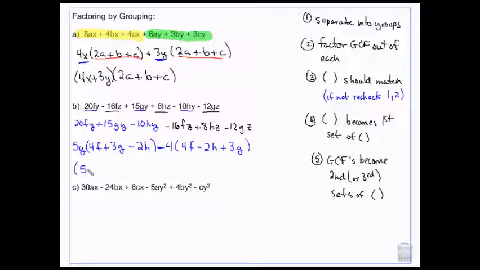So I have 5y minus 4z, that gives me times 4f plus 3g minus 2h. Okay, and I just want to show you what it looks like if you do it in 3 groups. I'm going to put my A's together.